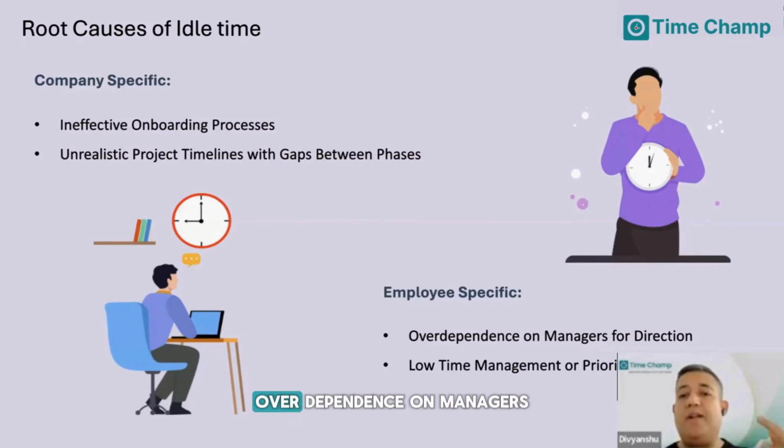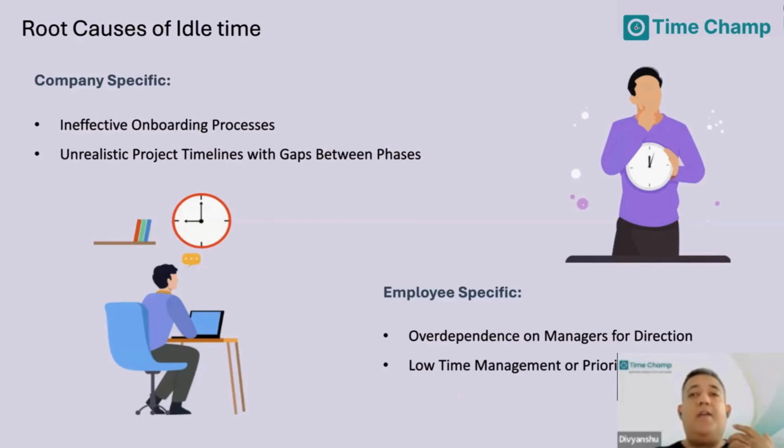Employee specific again, over-dependence on managers for direction. There is a saying that you should be self-independent and self-aware and everything, but most of the time there are many people who are over-dependent. So it is always necessary for organizations to observe and understand who needs what kind of guidance. They have to have that kind of visibility. Then, low time management or prioritization skills. I'm not sure how to manage my time. I waste my time on certain activities which are not making any sense for me, or are not that effective and not fast enough to meet that particular time frame, and that is where I'm not able to do it.